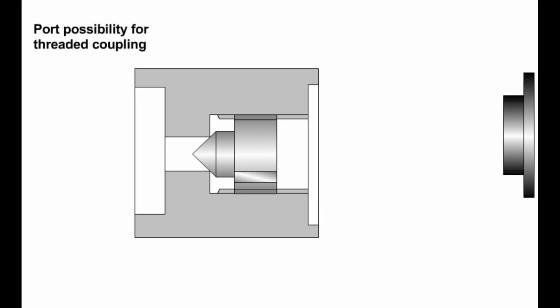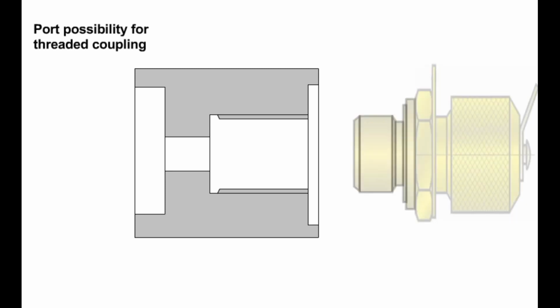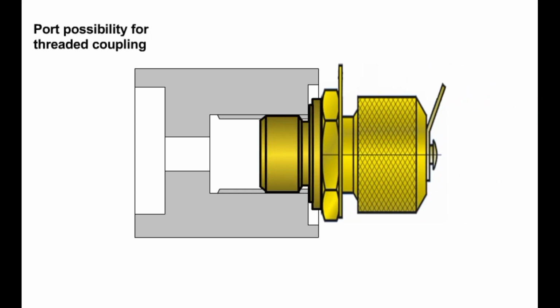If the protective cover and the air bleed screw are removed, then the cylinder port is also suitable for a threaded coupling. The Rexroth threaded coupling shown here can either be used as a port for a pressure gauge or for air bleeding.